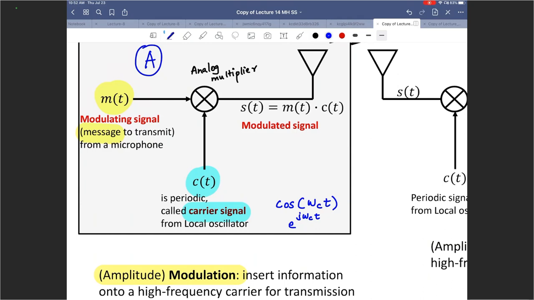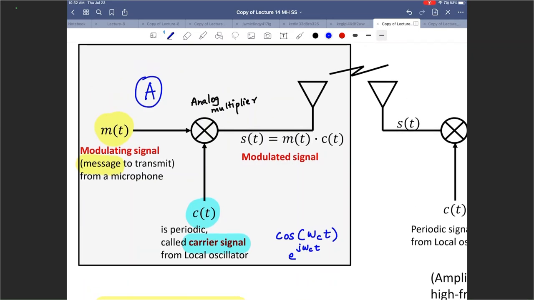But that's periodic, and it is generated by a local oscillator at the transmitter side. You multiply those two together. The moment you multiply the message and the carrier, you get a modulated signal. That means that now you have changed the amplitude of C of t depending on M of t. You have modulated the carrier, which is essentially written as S of t, the signal that we are trying to transmit, is the product of the message and the carrier. Blue here, yellow here.